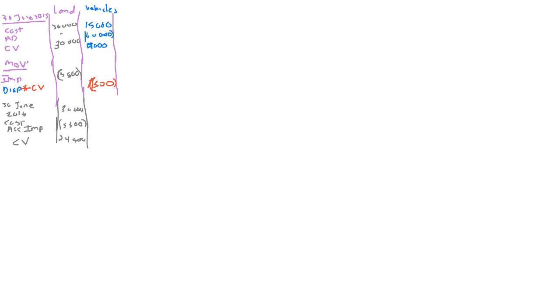Yes, so it's the cost minus the accumulated depreciation. The cost is 1 million, accumulated depreciation is 500,000, and the carrying value is 500,000. Okay, if we look at our closing balances, you will see that we're actually taking both into account.